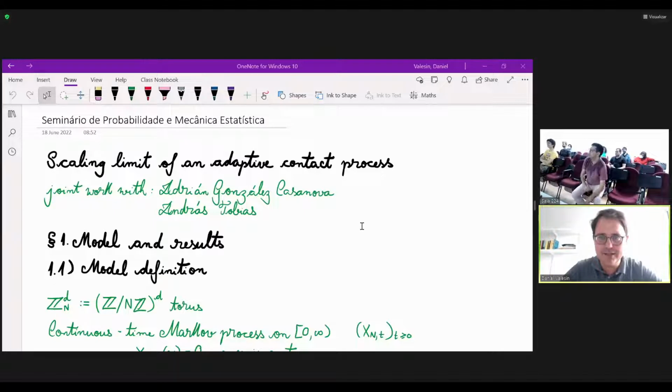So this is ongoing work with Adrián González Casanova and András Tóbiás. We are finishing the paper in a few days, hopefully, and then it will be on the arXiv. And it's about a version of the contact process in which there are several types of individuals. And you can see it as a competition model, or you can see it as a contact process with adaptation.